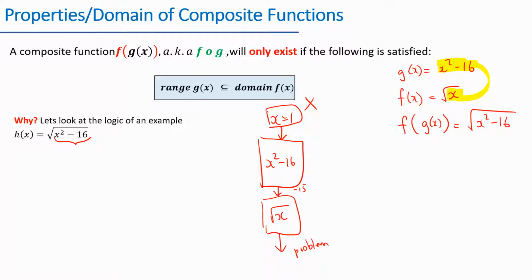So if 1 doesn't work, do you think negative 1 would work? No, negative 1 won't work as well, because when you square it, it's still smaller than 16. 1 minus 16 is always going to be a negative number. So what's the minimum? 4. 4 squared gives you 16. 16 minus 16 is 0. So I need to choose any number from 4 onwards, and from negative 4 backwards.